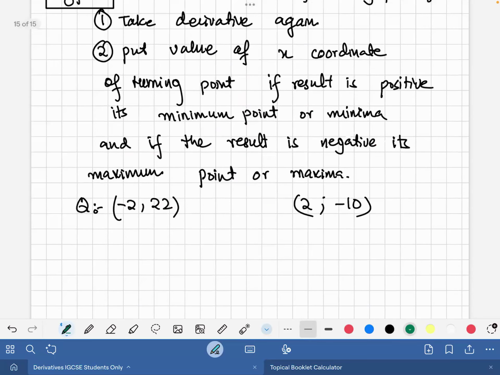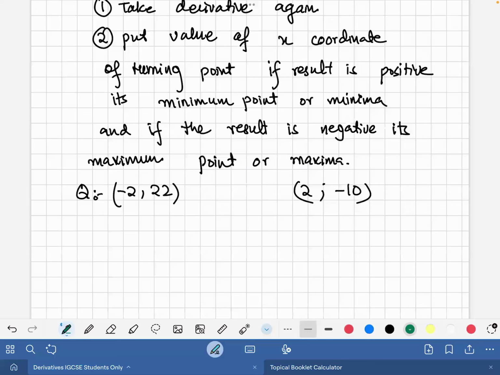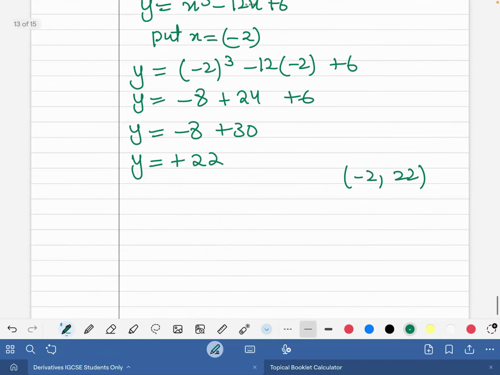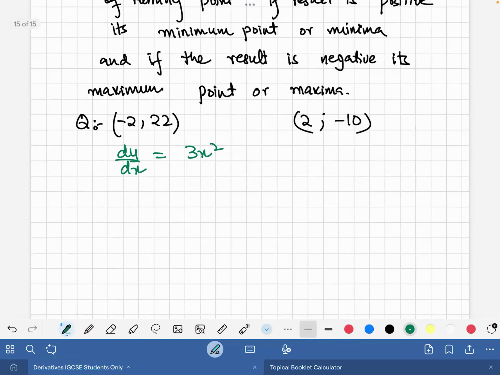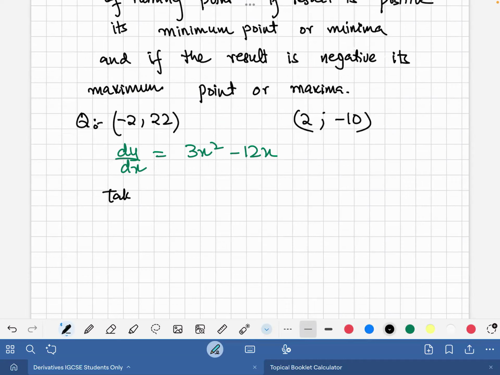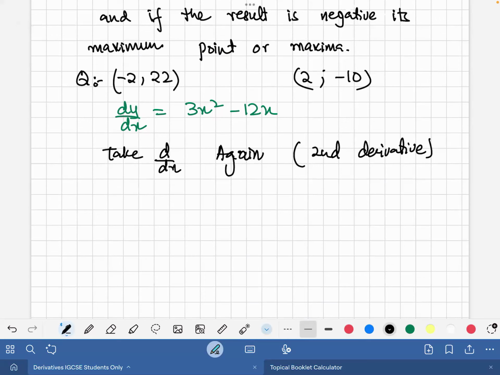Now Muid, how will I tell which one is the maximum and which one is the minimum? So I will take the derivative again. First of all, we know that dy by dx in the question was 3x square minus 12x. Agree? Now take the derivative again. It is called the second derivative, and the second derivative is used to tell the nature of the turning points.